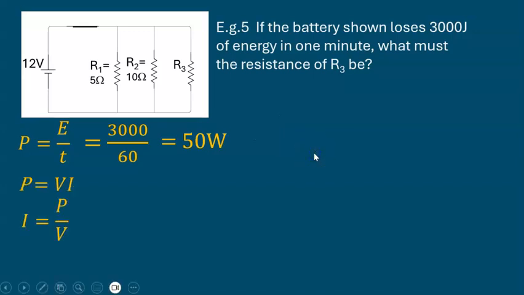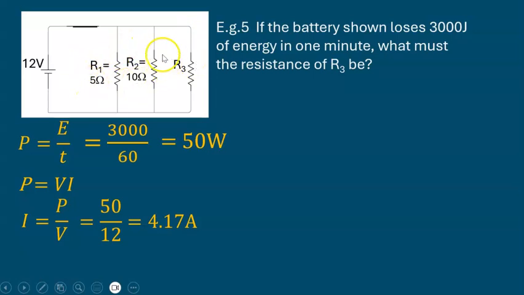So from P equals VI, power is V times I. Current is the power divided by the voltage. So I have 50 watts divided by the 12 volts, 4.17 of an amp is leaving that battery. So that 4.17 amp is splitting up into this resistor, and then this resistor.